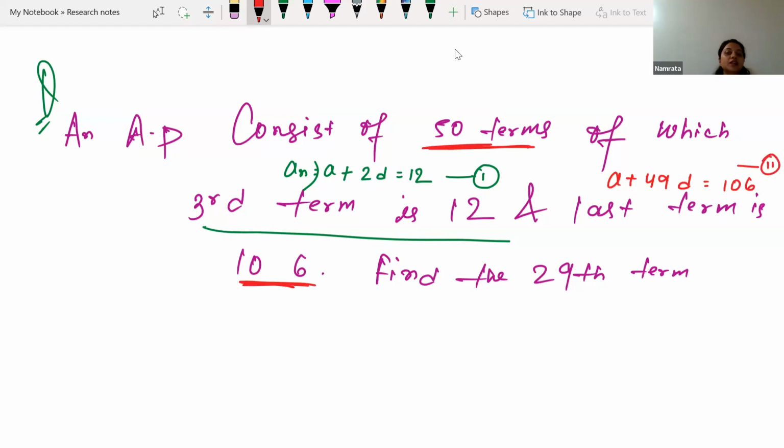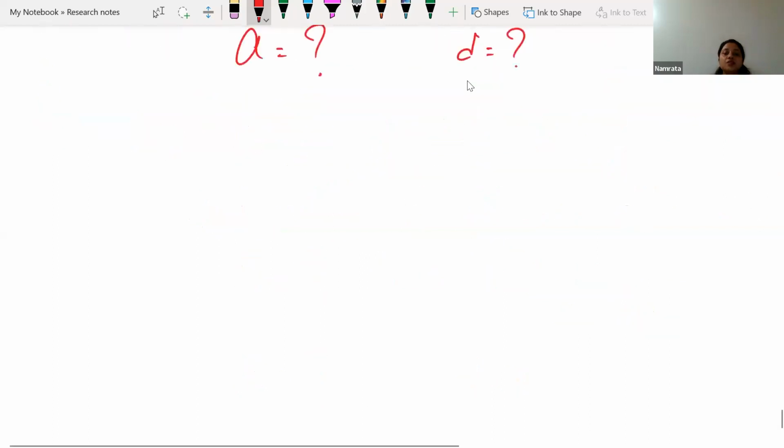Again, we will be finding the value of A and D just by solving equation number 1 and equation number 2, either by the elimination method or by the substitution method. Better to follow the elimination method. Once you get the values of A and D, you will be able to find the 29th term, that is A plus 29 minus 1, that is 28D. Okay, let's move to the next question.